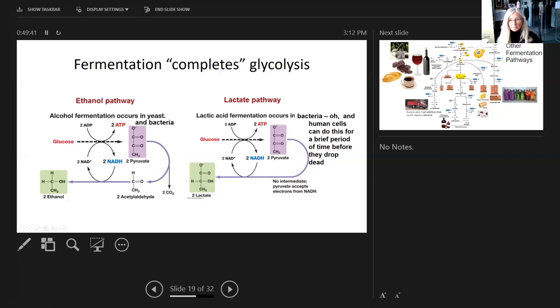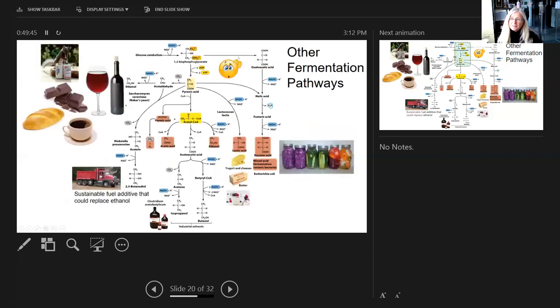Get ready for this because the next slide is going to be fun and interesting to look at. I just wanted to show you all of these other different types of fermentation pathways that are done by bacteria. So you're probably thinking, oh my God, is this going to be on the test? So here's what I would like you to take away from all this, all right?